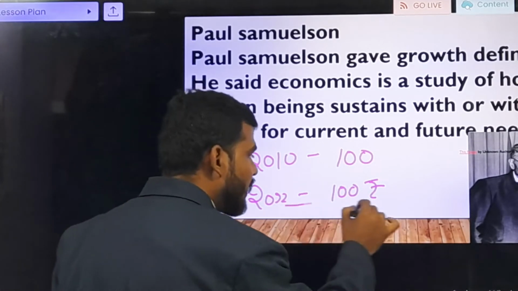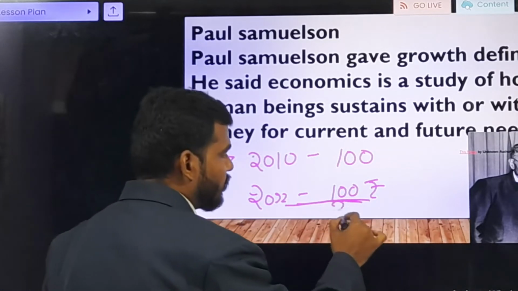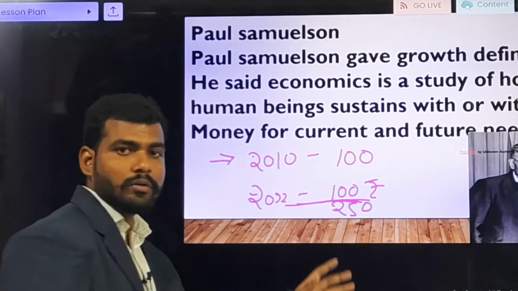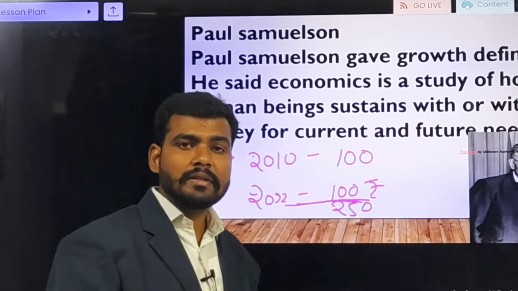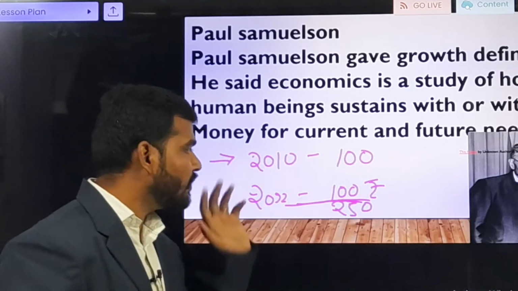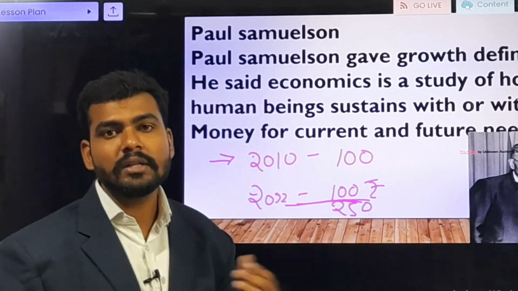In this situation you can't sustain. You have to earn at least 250 rupees. This is called growth. He is talking about this growth. ఓకేనా? గ్రోత్ డెఫినేషన్ అంటే 2010లో 100 రూపాయలు సంపాదించినావు, అప్పటి వరకు హ్యాపీ. 2022లో కూడా అదే 100 రూపాయలు సంపాదిస్తే సరిపోతాయా? సరిపోవు. సో గ్రోత్ అనేది కూడా చాలా చాలా అవసరం.